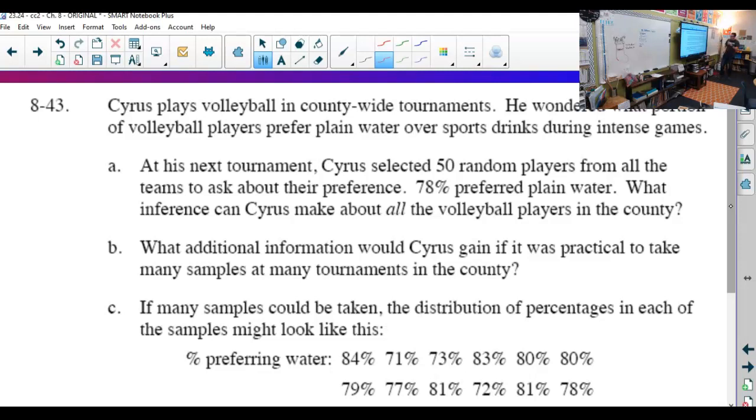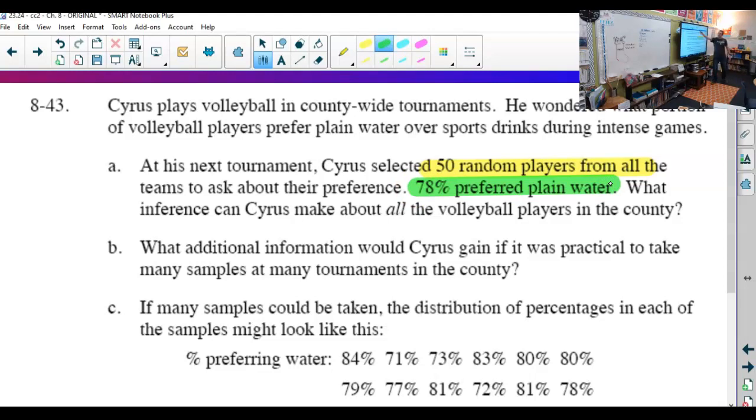Cyrus plays volleyball in county-wide tournaments. I wonder what portion of volleyball players report plain water over sports drinks during intense games. At his next tournament, Cyrus selected 50 random players from all of the teams to ask about their preferences. Alright, so Cyrus got 50 people to ask about their preferences. 78% prefer plain water. What inference can Cyrus make about all of the volleyball players in the tournament?